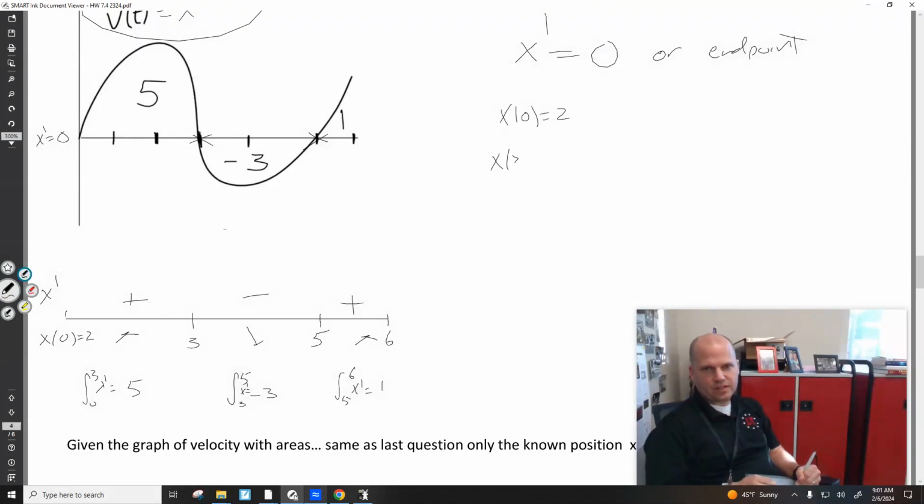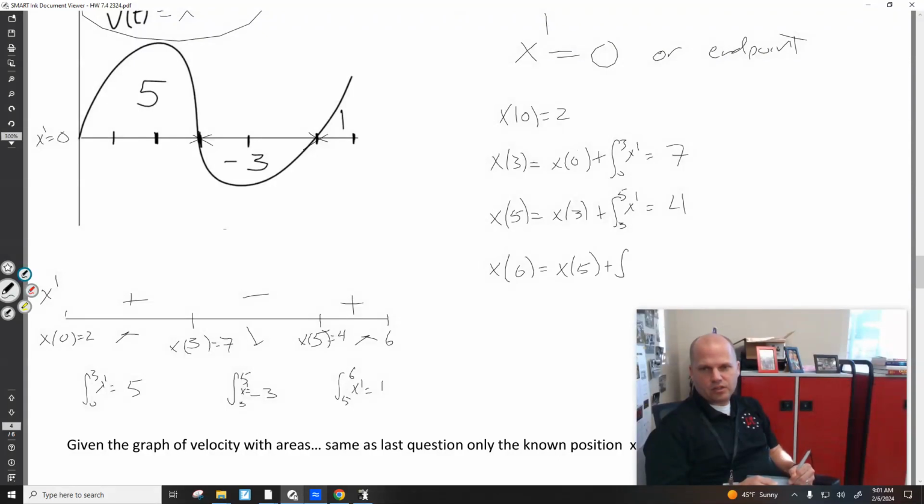You'll have to show this. X of 3 equals x of 0 plus integral from 0 to 3 of x prime. 2 plus 5 is 7. X of 5 will equal x of 3 plus the integral from 3 to 5 of x prime. From 3 to 5, I got minus 3. That means x of 5 is going to be 4. X of 6 equals x of 5 plus integral from 5 to 6 of x prime. I got this 4 plus 1. I get 5.